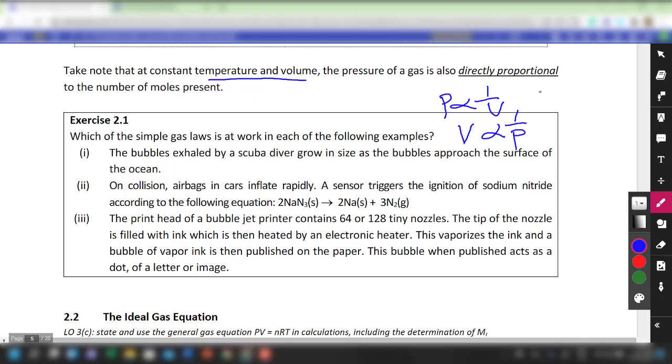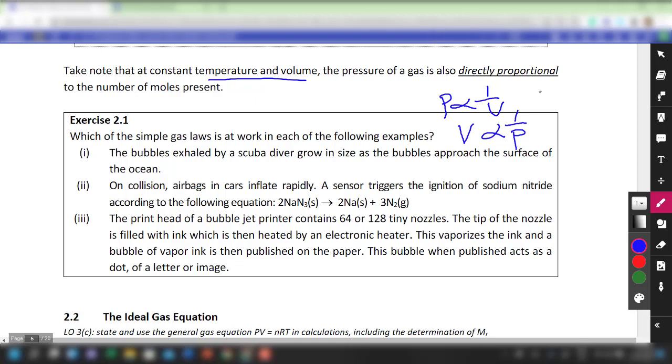Okay, so the pressure exerted by the water decreases as the depth of water decreases. So therefore, as it rises to the surface, due to a lower pressure, the volume of the bubbles increases in size.